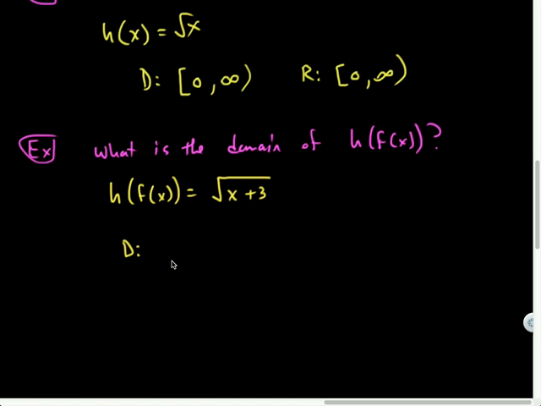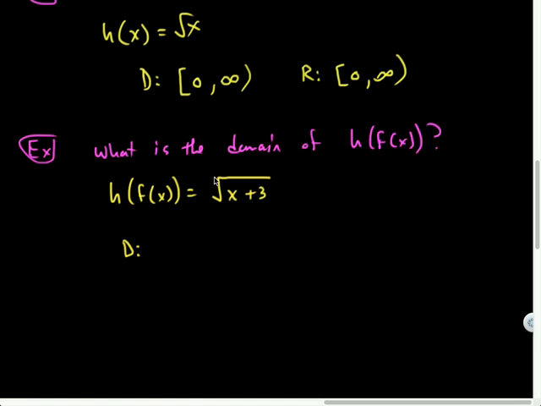Could I plug in negative 3? Negative 3 plus 3 is 0. Square root of 0 is 0. Okay. Could I plug in negative 4? No. Well, if I plug in negative 4 for x, negative 4 plus 3 is negative 1. Square root of negative 1, as far as our functions are concerned, doesn't exist. So it doesn't like negative 4.